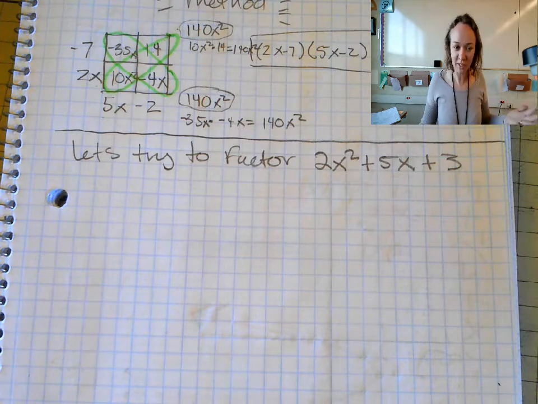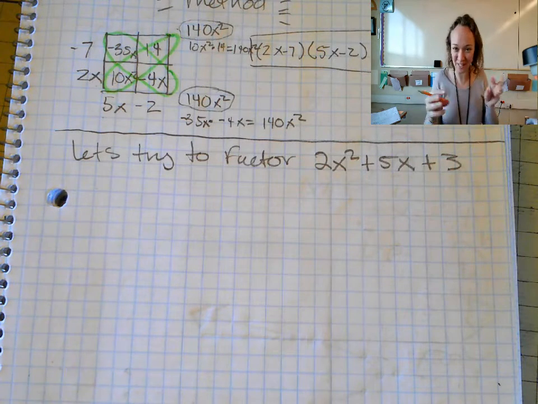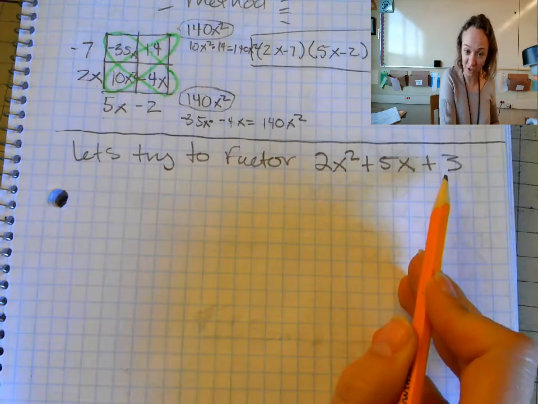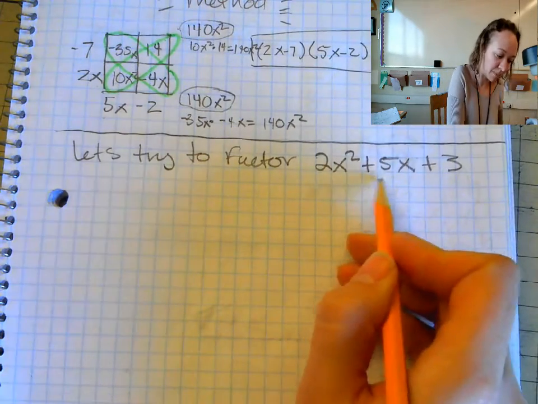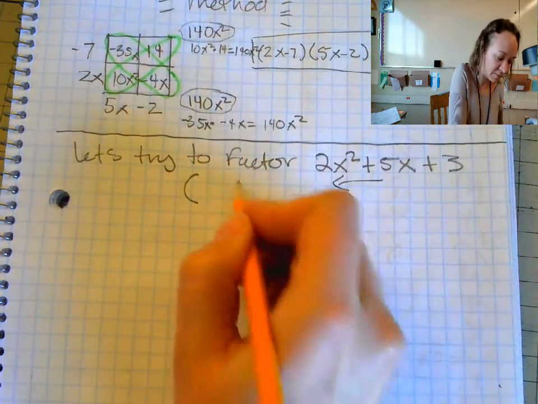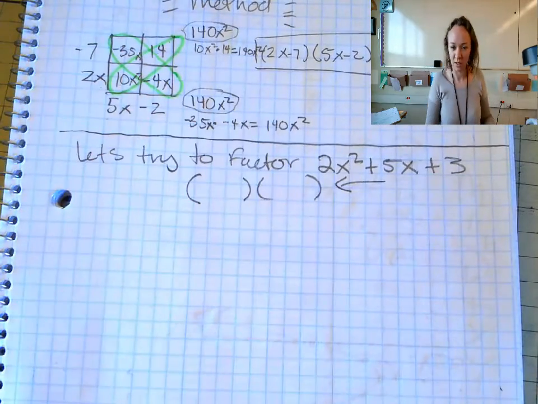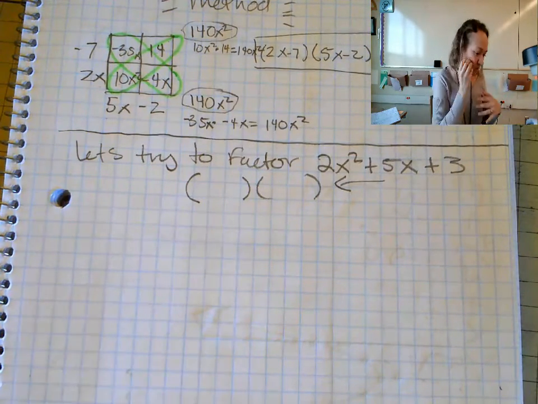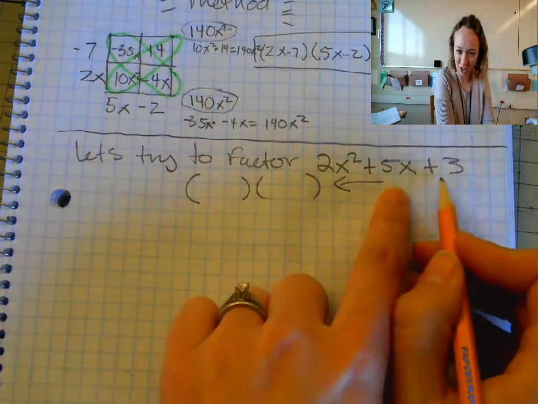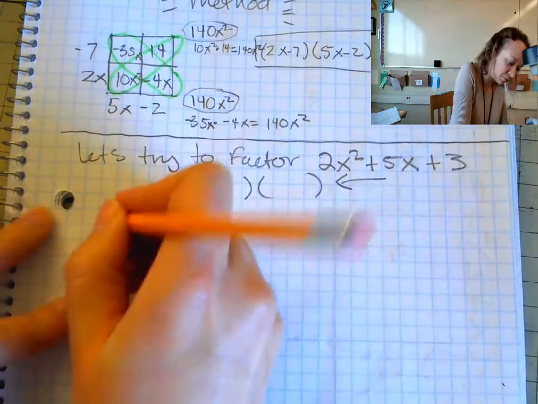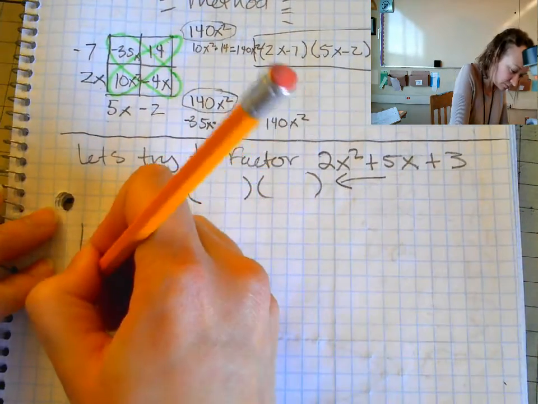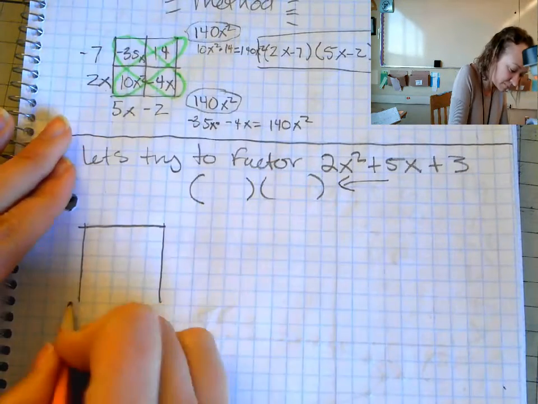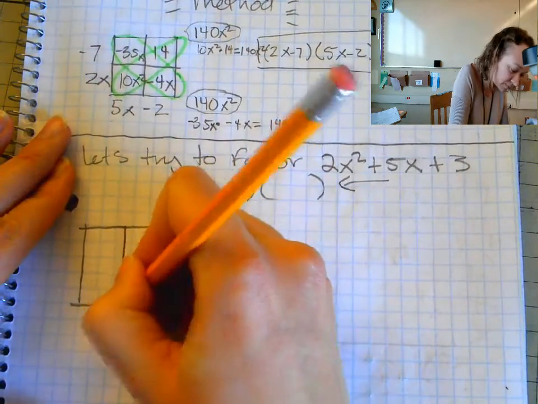Okay, so now let's try to factor. We're going to put all the pieces together. This equation right here. Remember, factoring means that I want to work backwards to figure out something times something equals this. Now, what do I know about this expression here? I know that if I put it into a generic rectangle, we're going to do this. This is our first step.